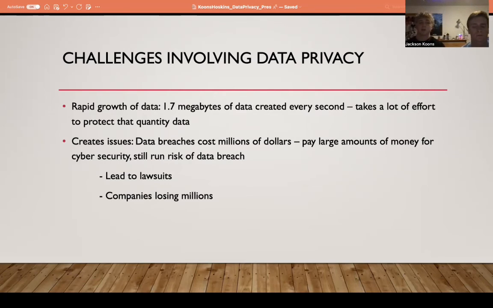Just for reference, in 2000, there were 54.5 exabytes of data out on the internet. And now, most recently in 2020, there are over 6,800 exabytes of data out there, which just shows how much more difficult it is to protect all of that data.